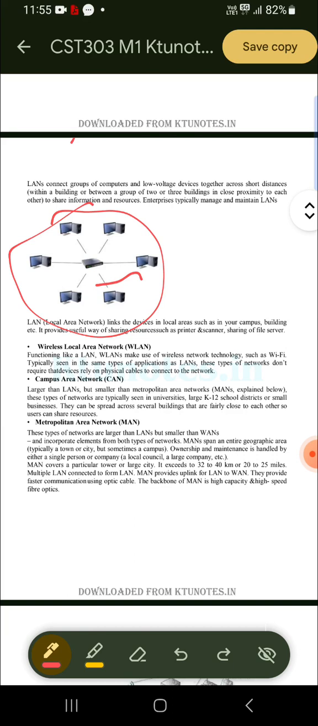And there are other networks known as CAN, which is campus area networks, larger than LANs but smaller than metropolitan area networks. These types of networks are typically seen in universities, large K-12 school districts, or small businesses. They are spread across several buildings. They are fairly close to each other, so users can share resources.